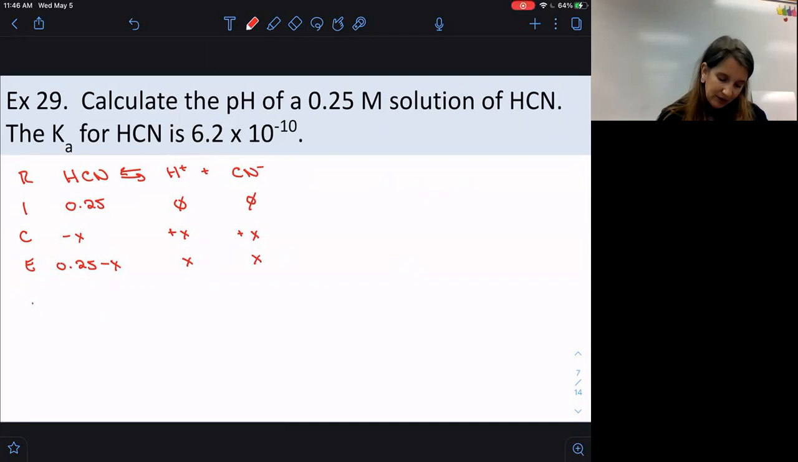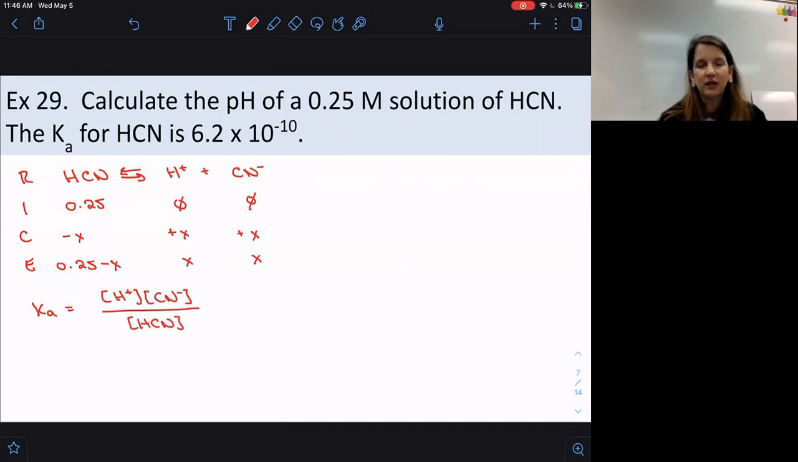So I'm going to write my equilibrium expression without any numbers. I've got my products on the top, and I have my reactants on the bottom, HCN on the bottom. So I can go ahead and plug everything in. My Ka was given to me in the problem, 6.2 times 10 to the negative 10. I'm going to plug in my equilibrium row into my equilibrium expression.